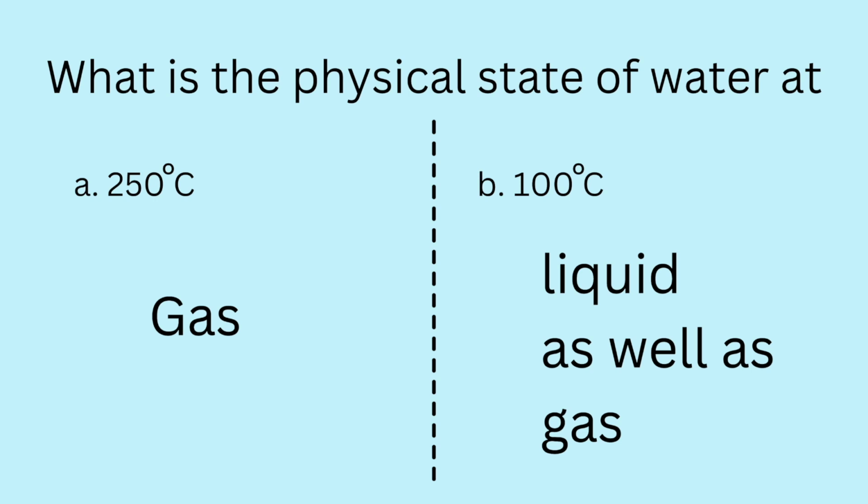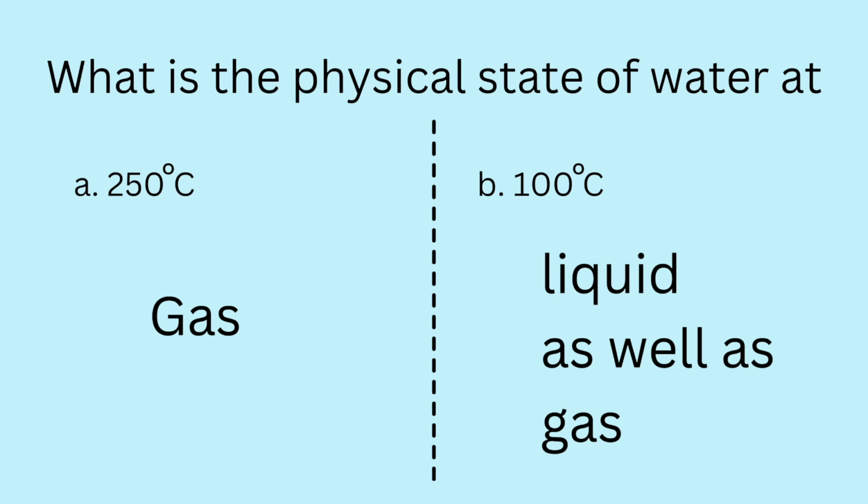What is the physical state of water at part A of this question is 250 degrees Celsius, part B is 100 degrees Celsius. So part A, at 250 degrees Celsius, obviously water would be gas. Why is that? Because 100 degrees Celsius is the boiling point of water. So at 100 degrees Celsius, bulk of water molecules would get enough energy to convert into water vapors. So it becomes gas. And 250 degrees Celsius is way past 100 degrees Celsius, which is the boiling point of water. So obviously water would be in vapor form, which is gas. So at 250 degrees Celsius, water is gas.